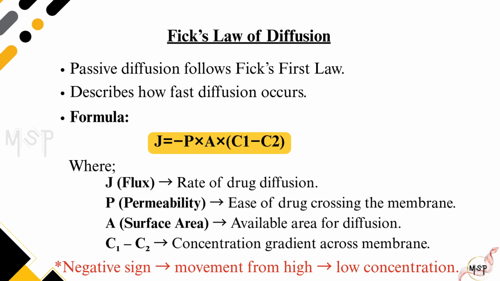Now, passive diffusion follows a precise mathematical rule. Fick's law of diffusion. Fick's first law tells us exactly how fast diffusion happens. The rate of diffusion, J, equals membrane permeability, P, times surface area, A, times the concentration difference across the membrane, C1 minus C2. The negative sign just confirms that diffusion always moves from high to low concentration, always downhill.